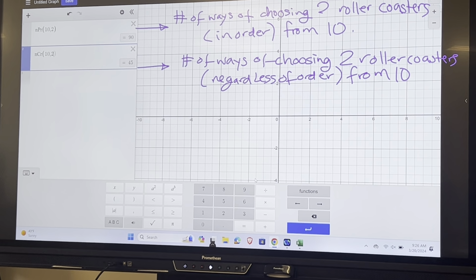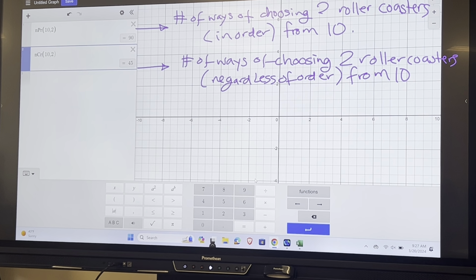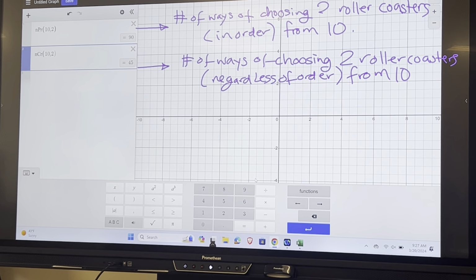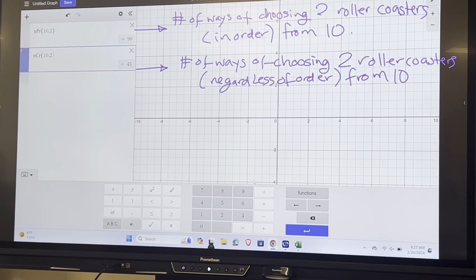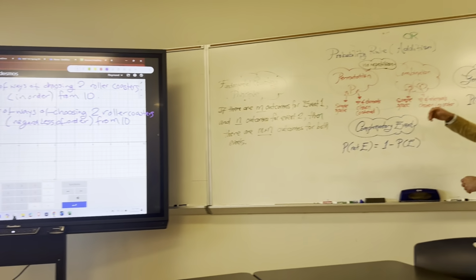So from yesterday's, just referring to yesterday's, you have 10 roller coasters. You want to choose 2 rides, all right? 2 roller coasters out of 10. So your R is how many your desired outcomes will be. Any questions? Next one. So we are done with that one.